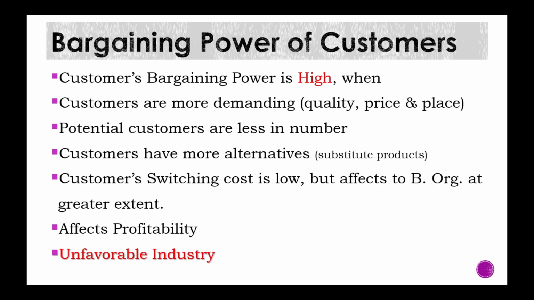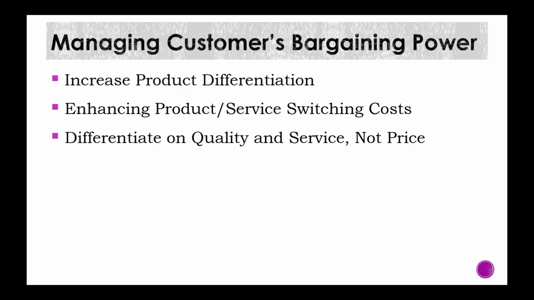their convenient place. The bargaining power of customers will be high when the potential customers are fewer in number, and when the customers have the option of more substitute products in the market with less difference in the product performance, or when the switching cost from one product to another product is low. For example, in case of the telecom sector, it affects the business organizations to a greater extent by affecting their profitability. All these factors will make the industries unfavorable for investment. Now let us understand how to manage the customer bargaining power.